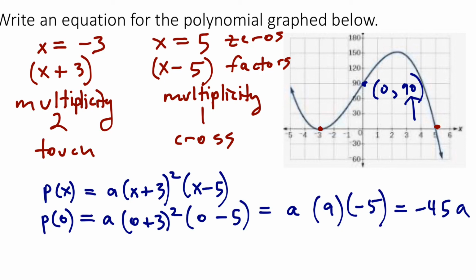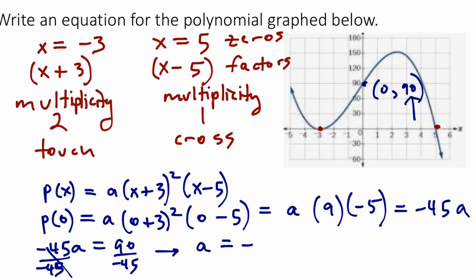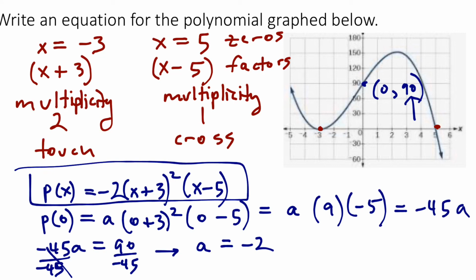So -45a has to be equal to 90. You can see that this is going to be -2. So that means a is going to equal -2. All right, so I would put the -2 right here. Let's just write it in there to save time, and this is my polynomial. That's a little bit of a review of getting the polynomial from a graph using the idea of zeros, factors, and multiplicity. All right, let's try another one.